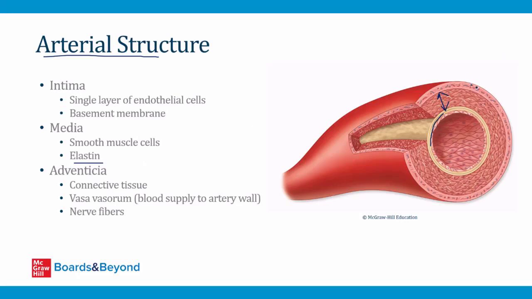And then finally, out here, you have the adventitia layer. This layer contains connective tissue. It also has structures called the vasa vasorum, which is the blood supply to the artery wall, and you can also find nerve fibers here. So these three layers are the major layers of the arterial wall throughout our body.